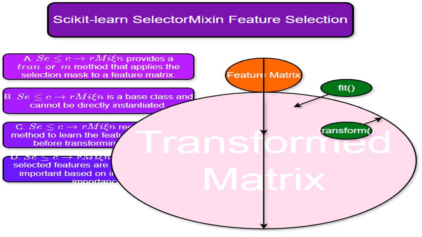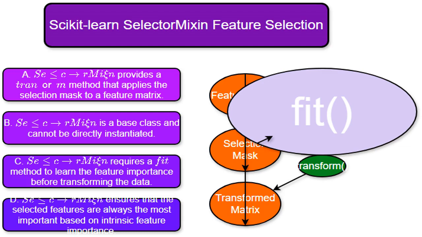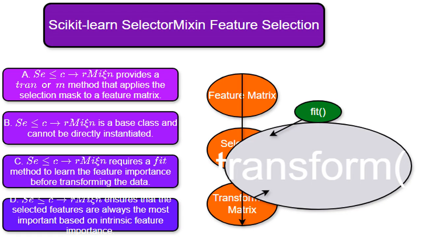The result after applying the selection mask to your feature matrix. It contains only the selected features. This is the method called to learn the feature selection criteria, the learning part. It is akin to training a model. This method applies the learned criteria obtained in the fit method to select the features for your model.